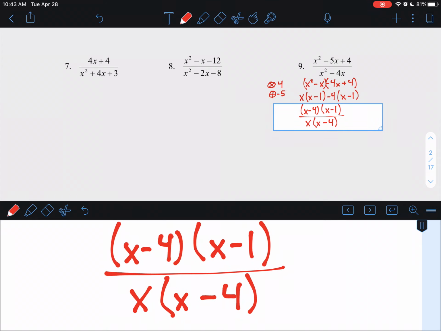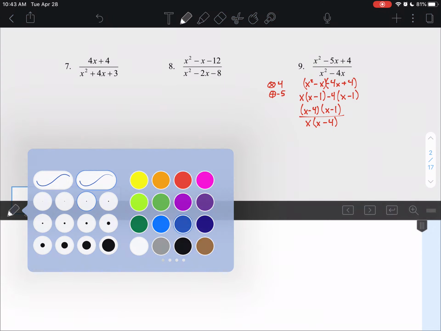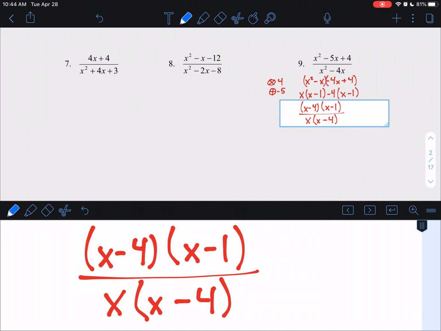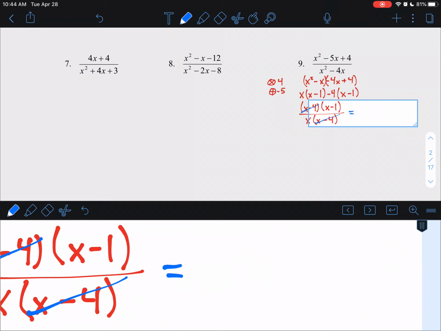Which means this is what my new rational expression looks like: x minus 4 times x minus 1 over x times x minus 4. And I'm going to go ahead and cancel some things out. The only thing I can cancel out here is that I see an x minus 4 in both the numerator and denominator. So I'm canceling that out. And then I'm left with x minus 1 over x.